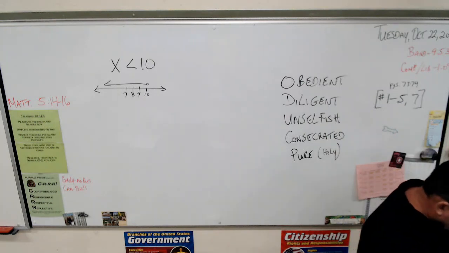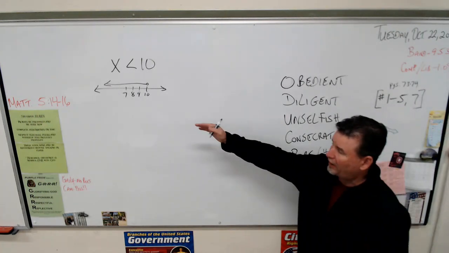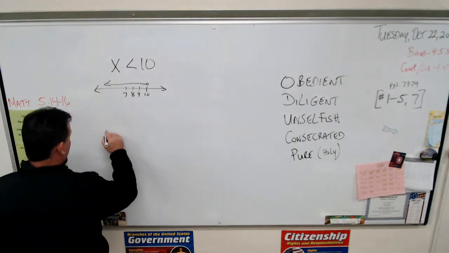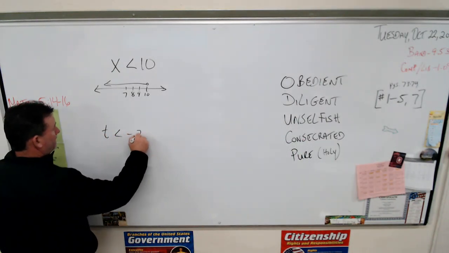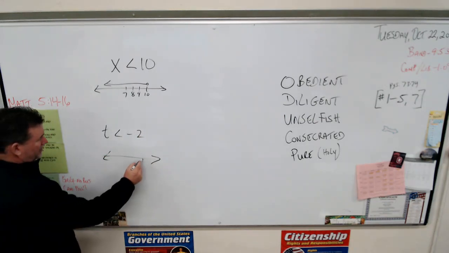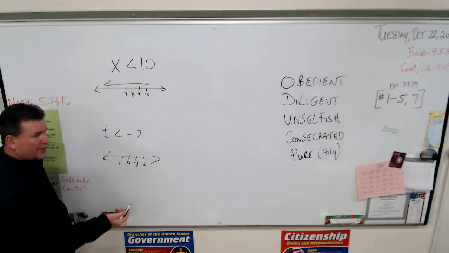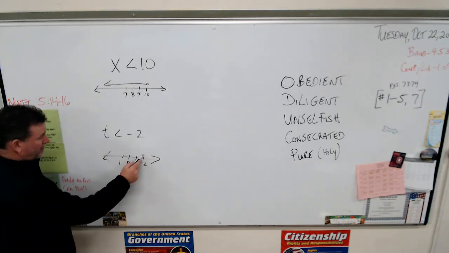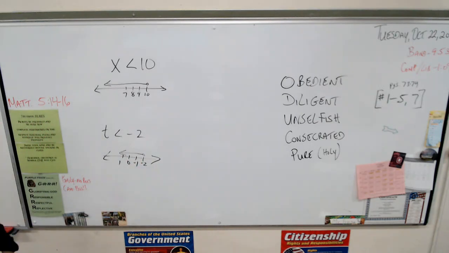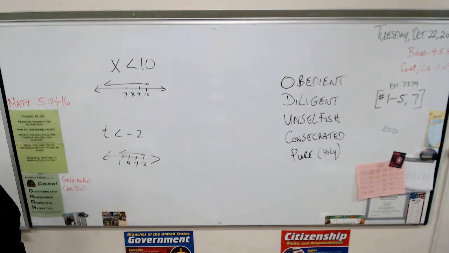Number 7, t is less than -2. So when you graphed it, t is less than -2. This time on your number line, you'll start at -2, -1, 0, 1, and it's less than again. Open circle, arrow to the left. Everything less than -2 fits that problem.